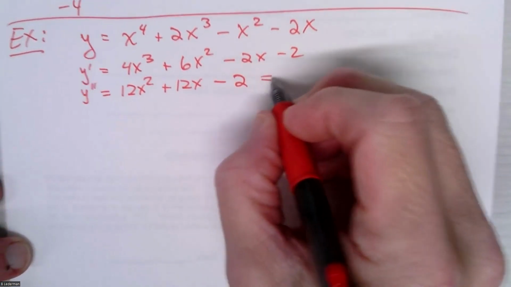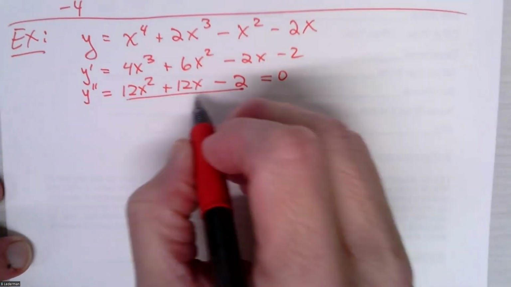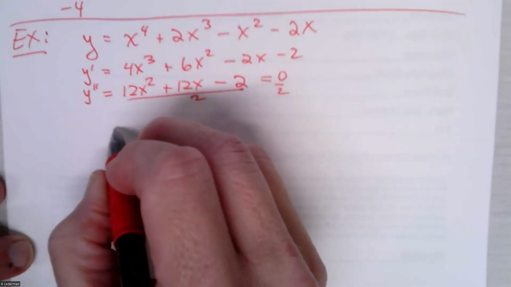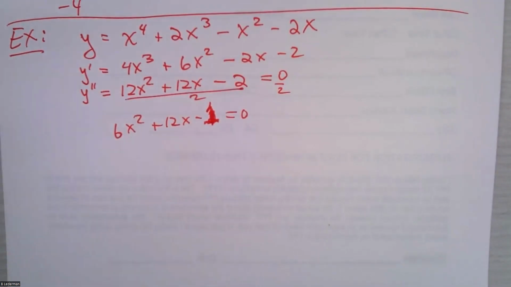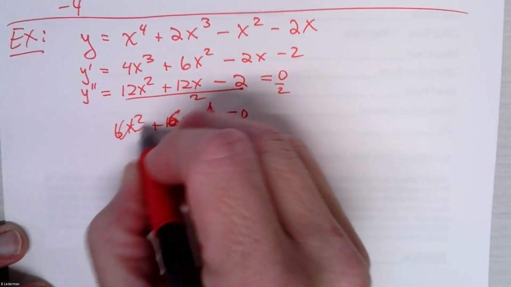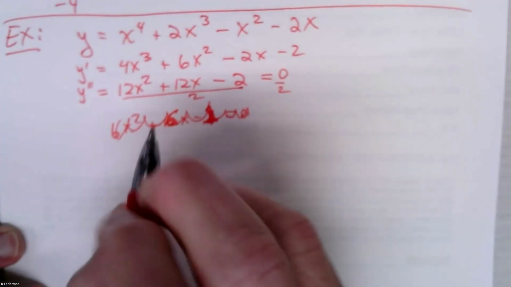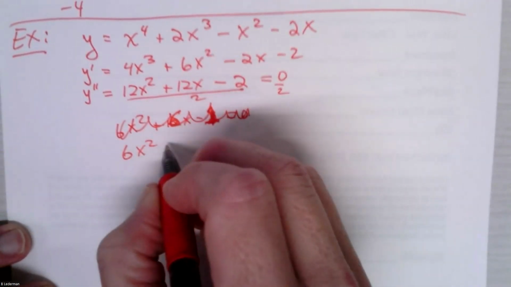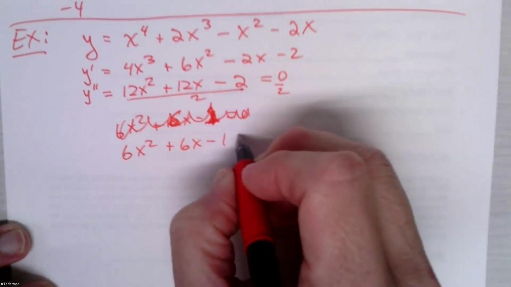I'm going to set it equal to 0. First, I'm going to divide both sides by 2 and make the numbers a little smaller. So we get 6x squared plus 6x minus 1 equals 0. I'm sorry, I'm going to redraw this whole thing, I just messed it up. This is going to be 6x squared plus 6x minus 1 equals 0.